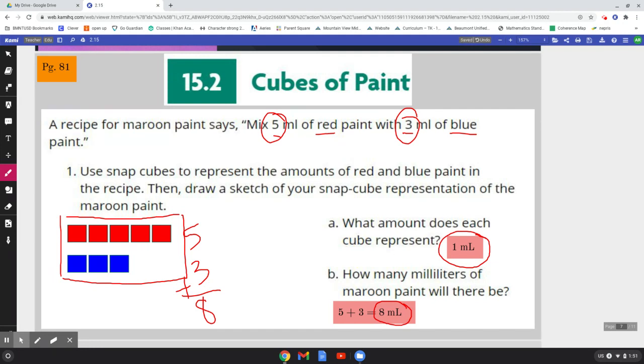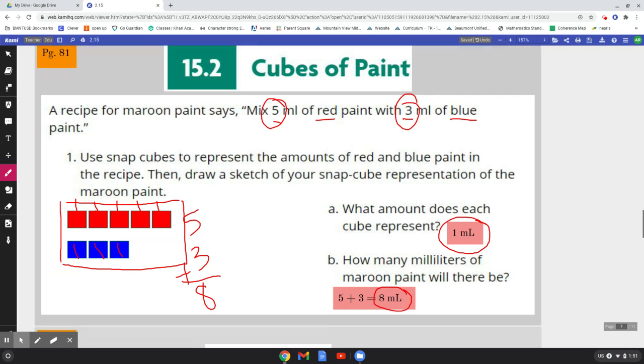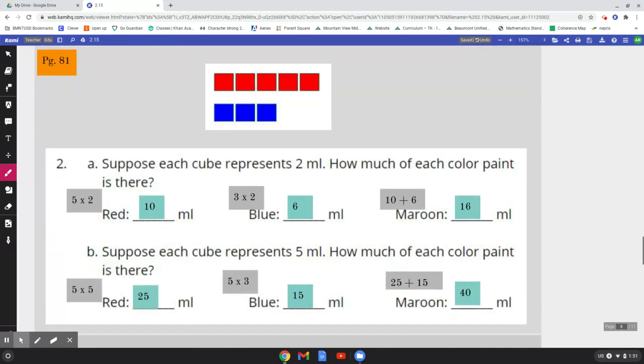Now the total is 8. So we need to distribute the 1 into each of these. So there's a 1 in each of these. You just can't see it because I'm using red. And then a 1, a 1, a 1. So every box is 1. And if you add them all together, you'll get 8. That would be the total for maroon.